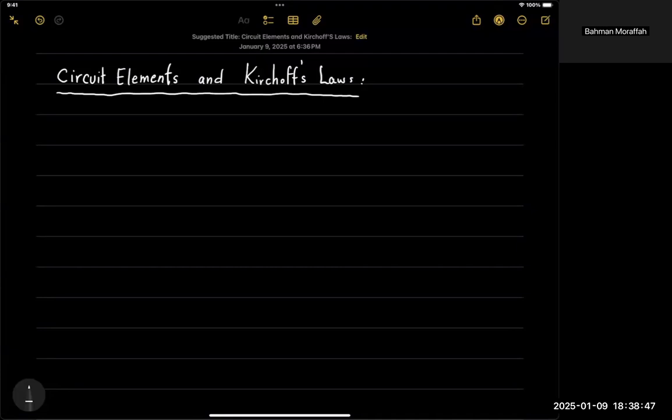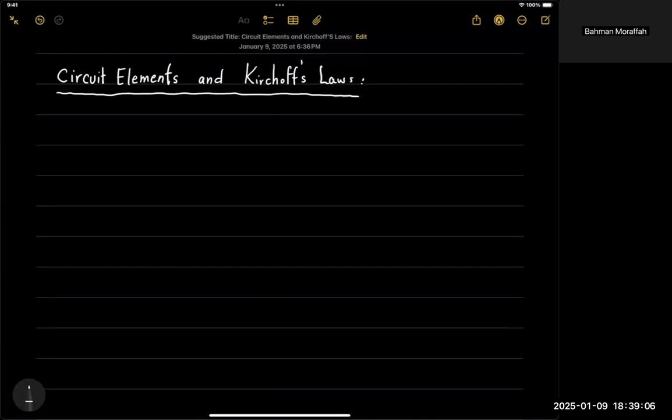We're going to talk today about circuit elements, Ohm's law, and Kirchhoff's laws. But before we get into those things, let's quickly go over what was discussed last time, just to make sure we're all on the same page, and do one quick example to see how we can actually use it.